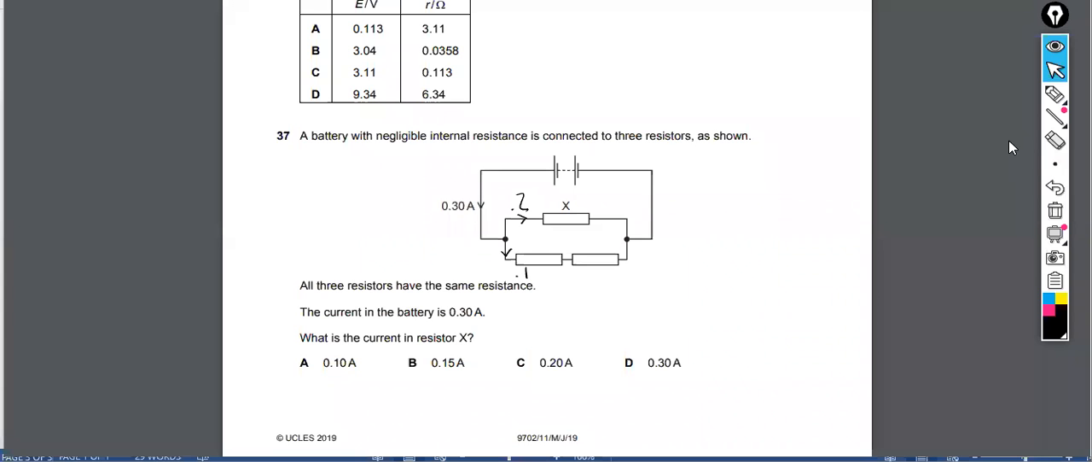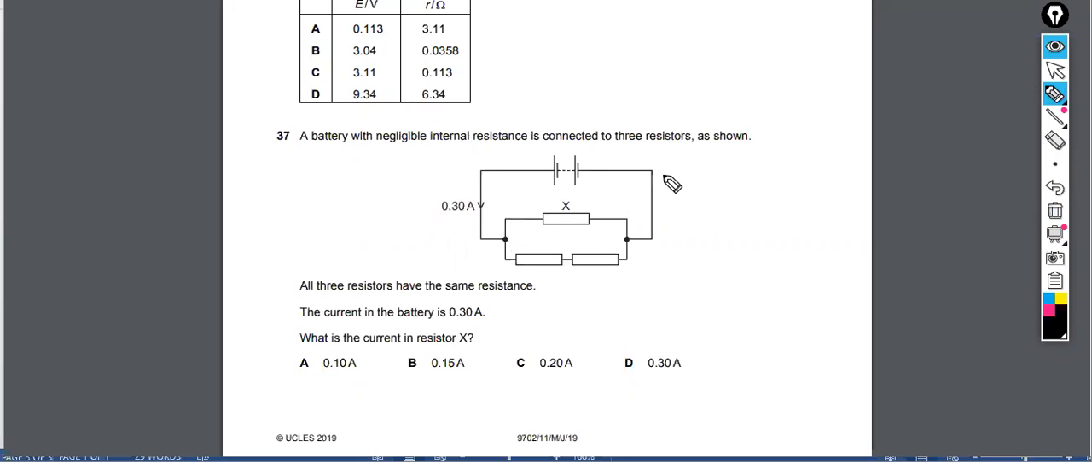All right, so in this first example, we're going to see how we can calculate the current that's going through this resistor X up here. It tells us that all three of these have the same resistance, and this is the current that's drawn from the battery.